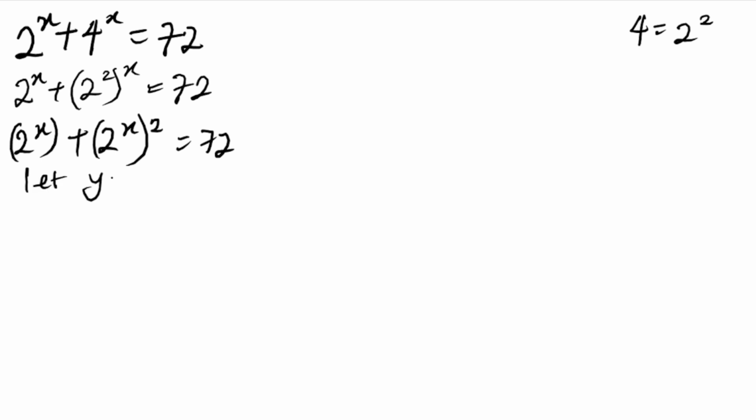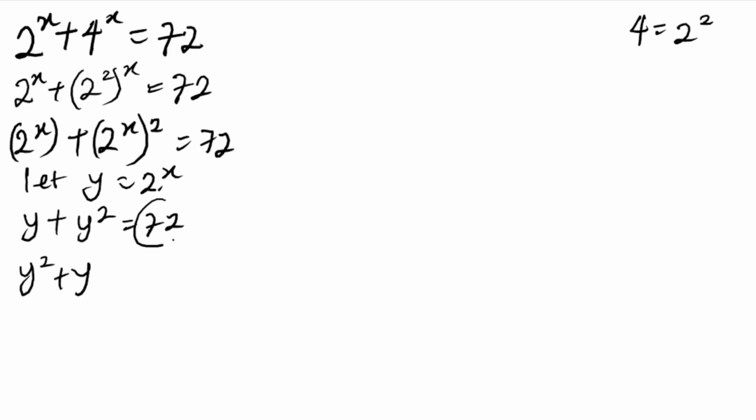So I can say let y be equal to 2 raised to the power of x. That is, I have y plus y squared equal to 72. Then y squared plus y, when the 72 comes to the other side, it gives us minus 72 being equal to 0. Now looking at this, it's a quadratic equation.